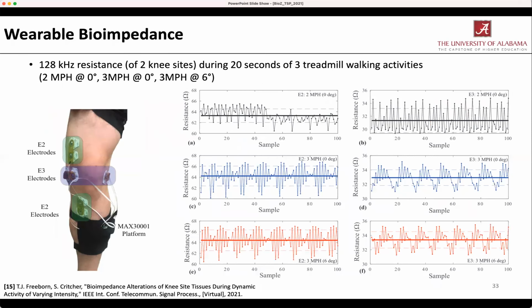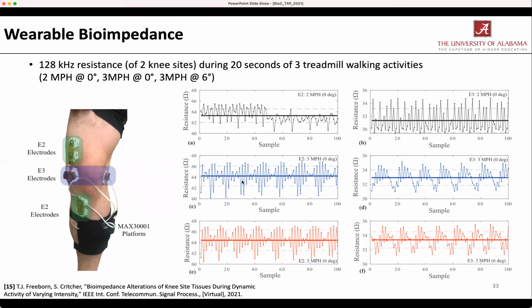Okay, so using this platform, here is some data. I actually talk about this data in another presentation for the conference, so definitely go check it out if you're interested. But what we're showing here is we're monitoring two tissue sites. Electrode pair E2 above and below, and tissue pair E3 across, and this is during treadmill walking. So we're measuring the 128 kilohertz resistance at 2 sites during 20 seconds of treadmill walking.